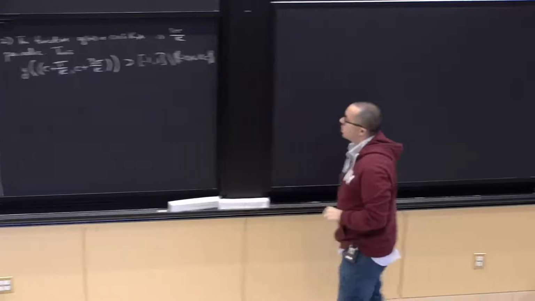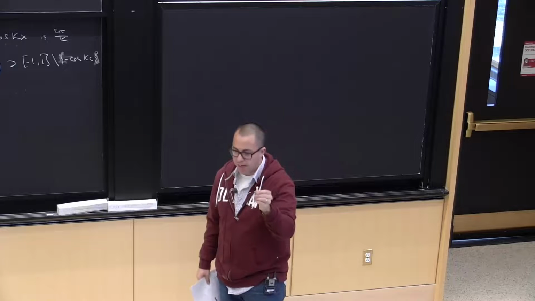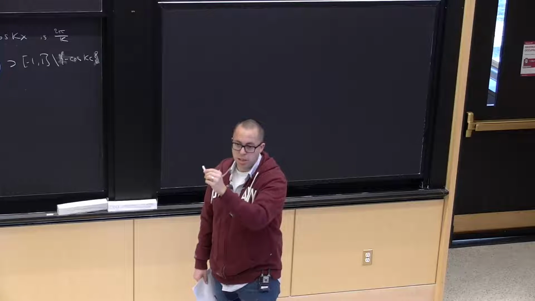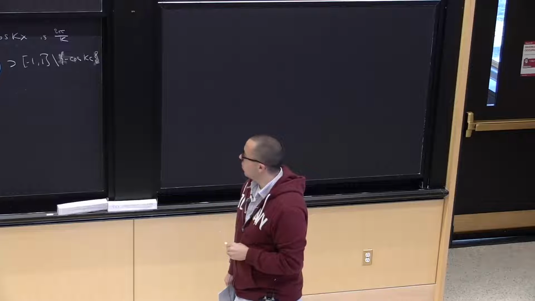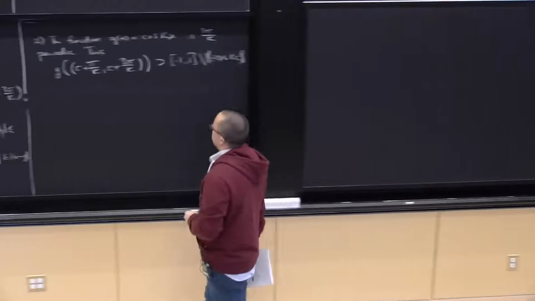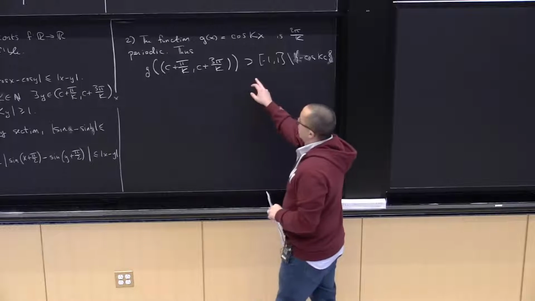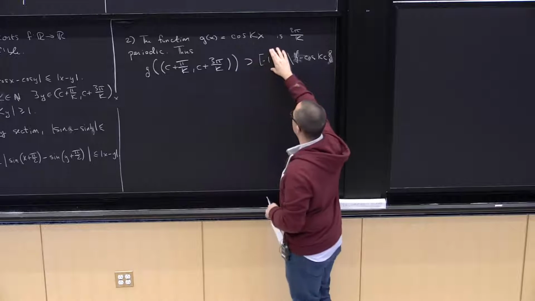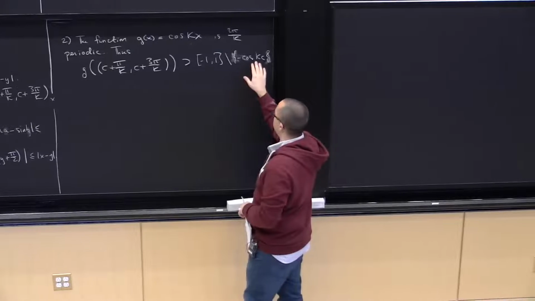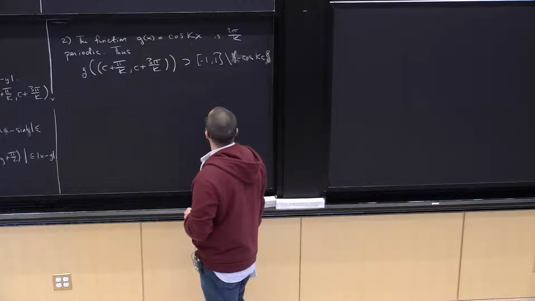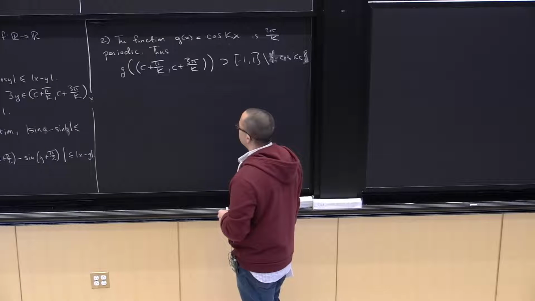Because cosine of k times c plus pi over k is equal to cosine of kc plus pi, and cosine of something plus pi is equal to minus cosine of that thing. So the image of this set by cosine kx contains everything between minus 1 and 1, except possibly the endpoint. This really only happens if cosine of kc equals 1.